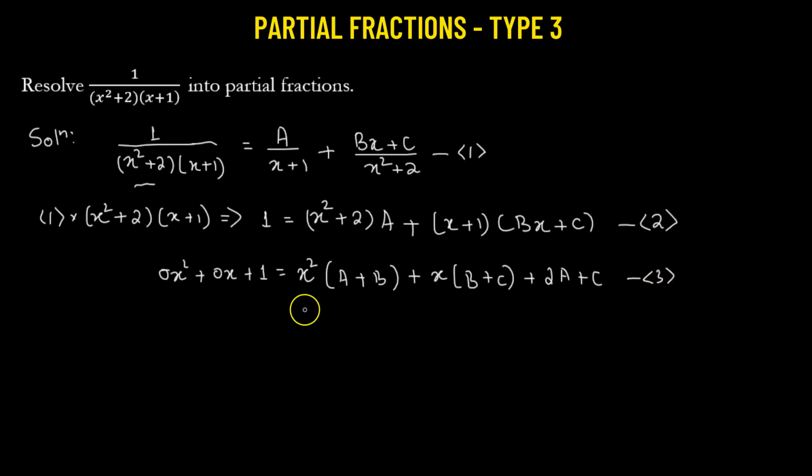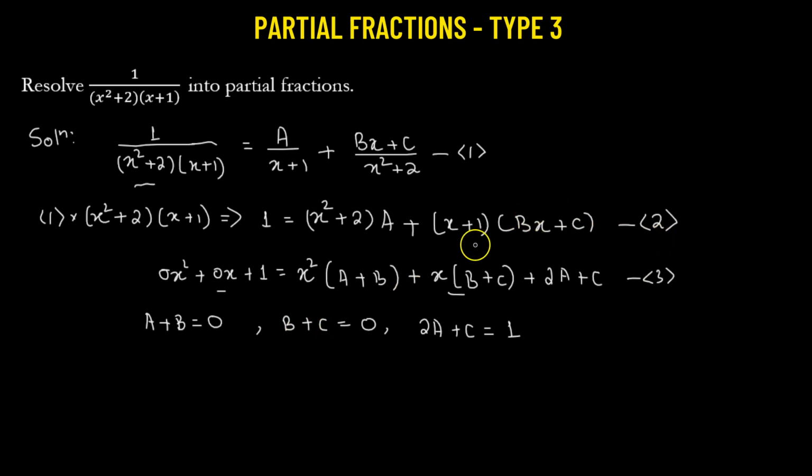So if we compare both sides, we will get A plus B equals 0. All we are doing is equating the coefficient of x squared on both sides. Similarly, we can compare the coefficient of x on both sides. So that's going to give us B plus C equals 0. And then we're comparing the constant terms, 2A plus C, which will be equal to 1. So using these three equations, we can easily find out A, B and C because we have 3 unknowns and we have 3 equations.